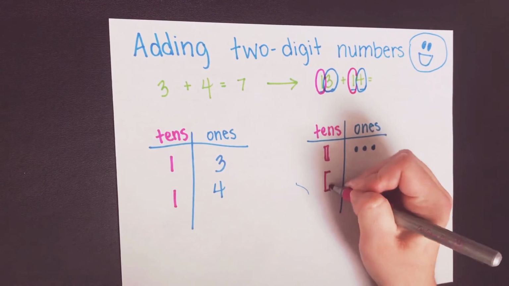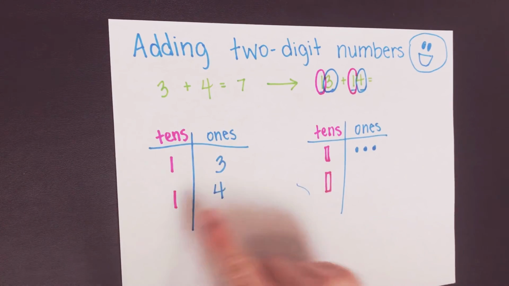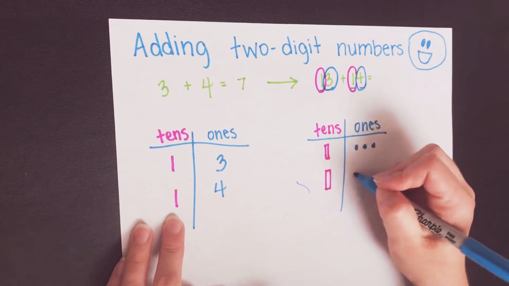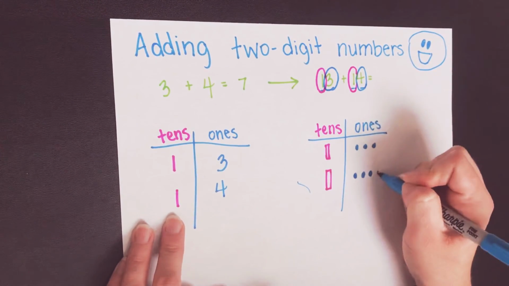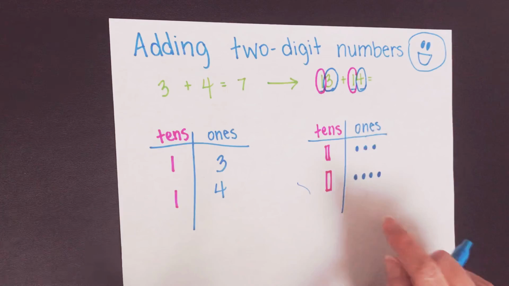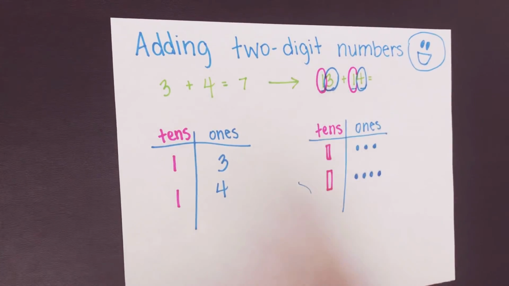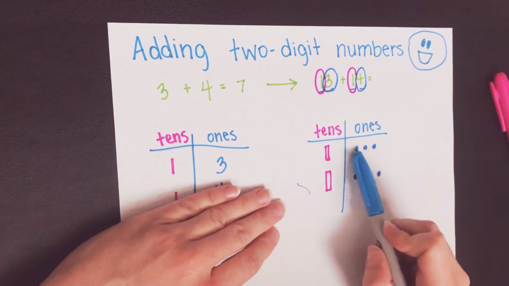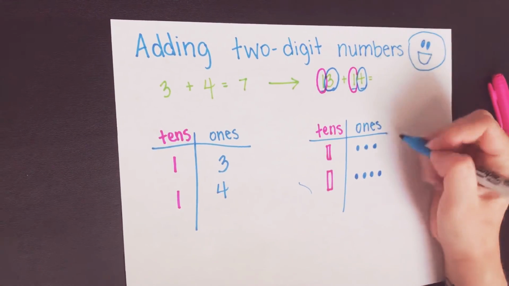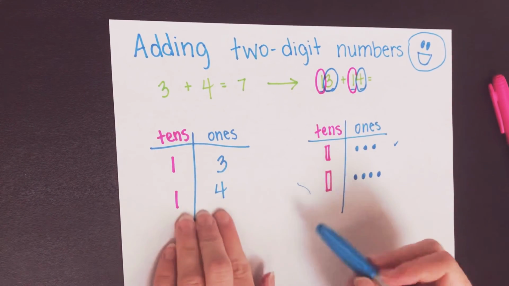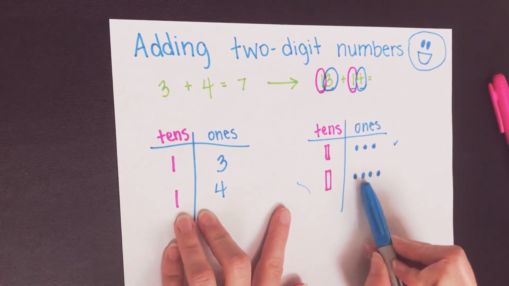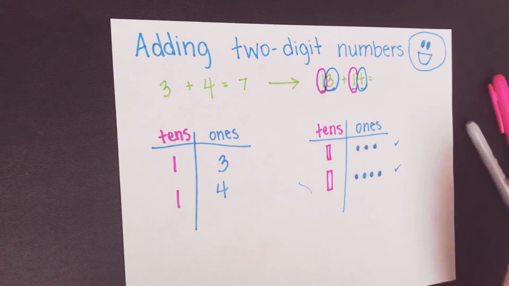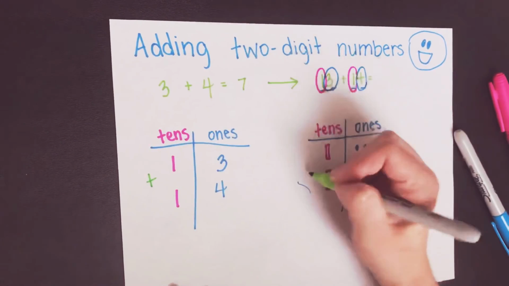Over here, I'm going to draw my 1 ten, one group of 10 to make this part of 14, and then 1, 2, 3, 4 to make my 4 ones. Now just to check, I've got 13 on top. Let's count 10, 11, 12, 13, so this one's good to go. And then I've got 14 down here, so 10, 11, 12, 13, 14. I'm good over here. Now the best part, we get to add them together.